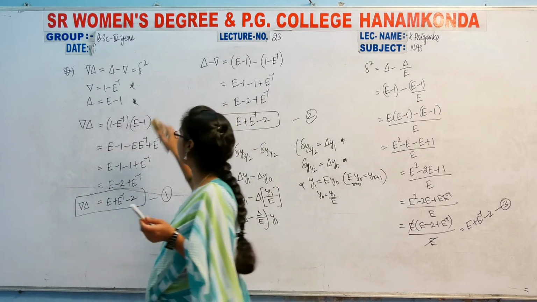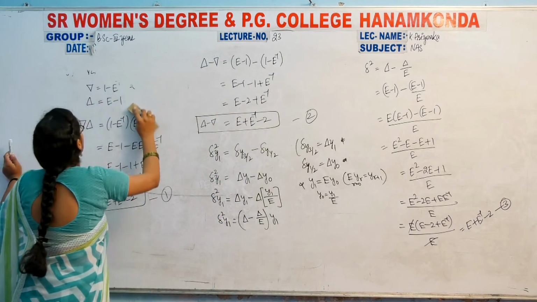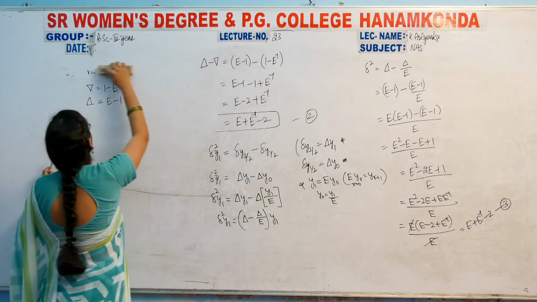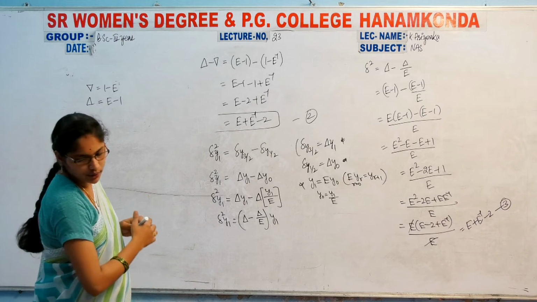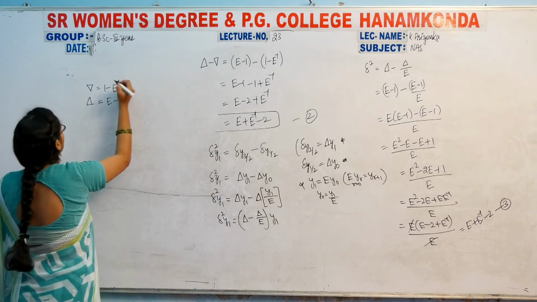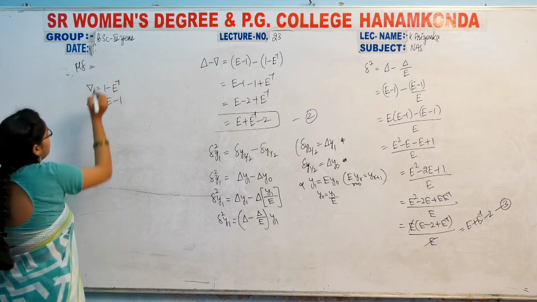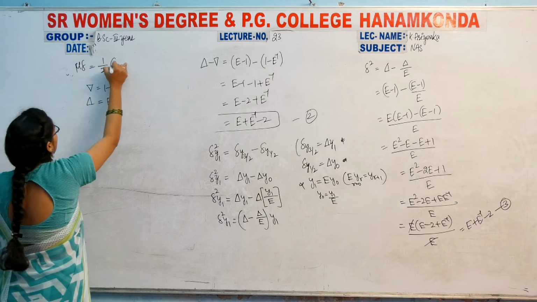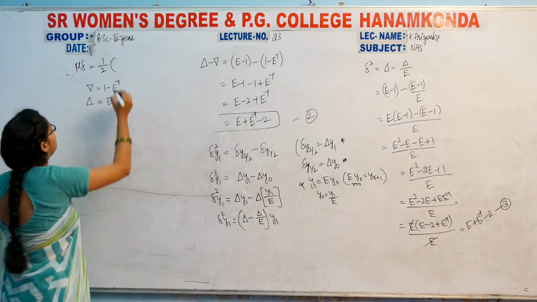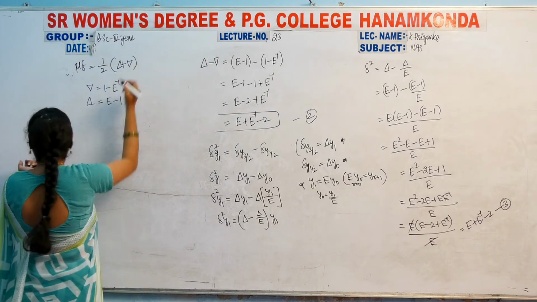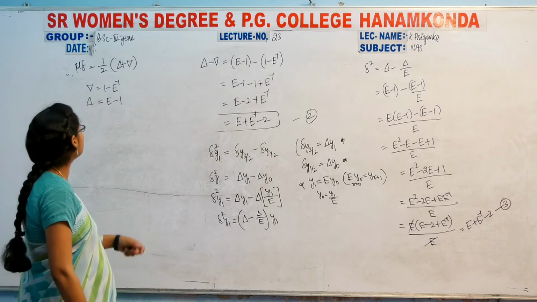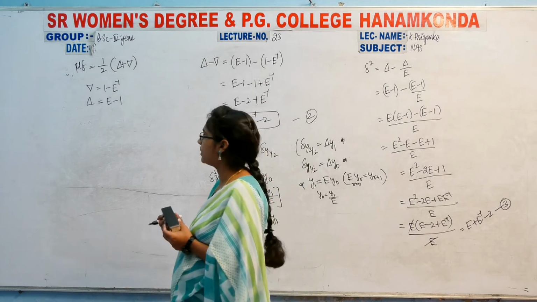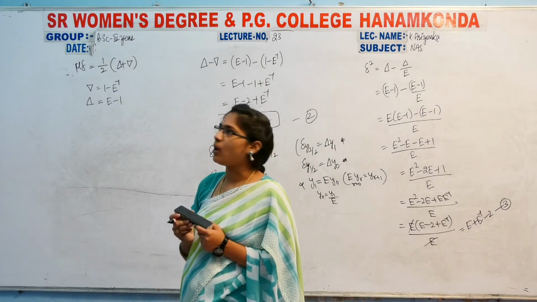Prove that. Next question. Prove that mu into gamma equal to 1 by 2 of forward plus backward.